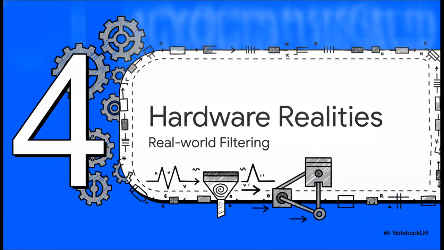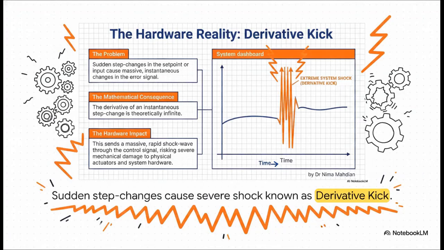Let's talk about what happens when theory meets physical hardware. We need to understand a phenomenon called derivative kick. The problem happens when sudden step changes in the set point, or the input, cause massive instantaneous changes in the error signal. Mathematically, the consequence is severe because the derivative of an instantaneous step change is, theoretically, infinite.